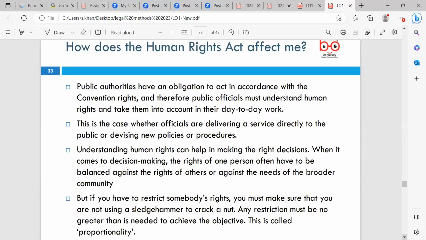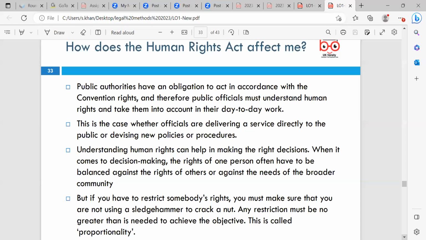Public authorities have an obligation to act in accordance with the convention rights, and therefore public officials must understand human rights and take them into account in their day-to-day work. This is the case whether officials are delivering a service directly to the public or devising new policies or procedures. Understanding human rights can help in making the right decisions.